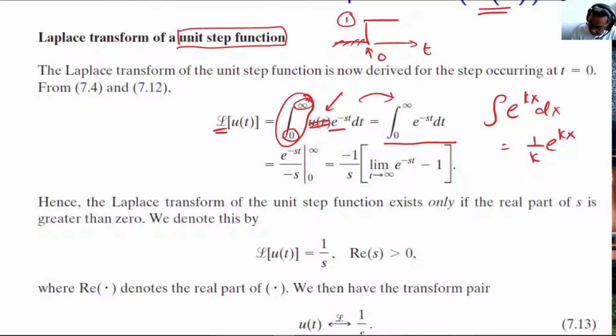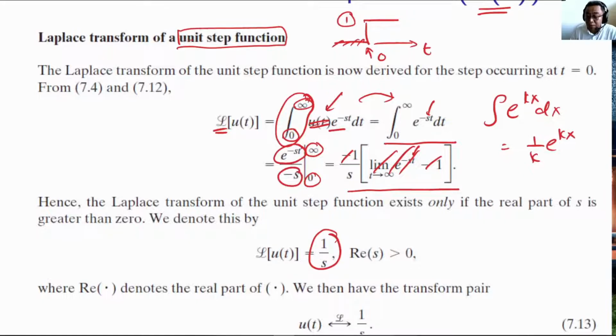So in this particular case, s is the variable that we can move down here. So this is minus s. We have e^(-st), the function, and t goes from 0 to infinity. We substitute into this. When t goes to infinity, e^(-st) goes to 0. So minus 1 and minus 1 cancel, become plus 1. The answer is 1 over s, which is the Laplace transform of the unit step.